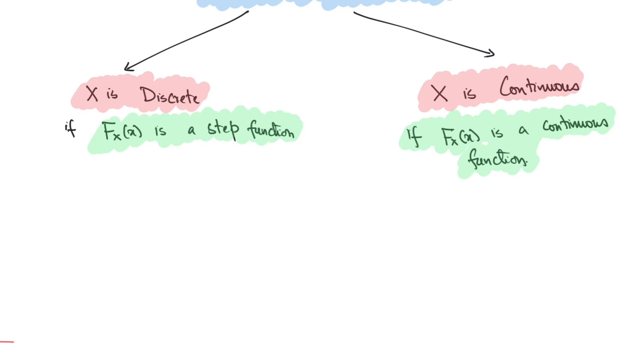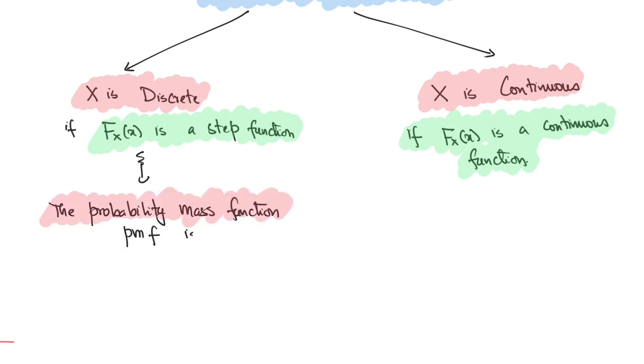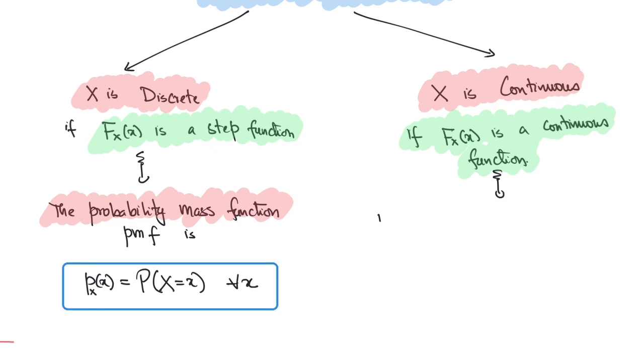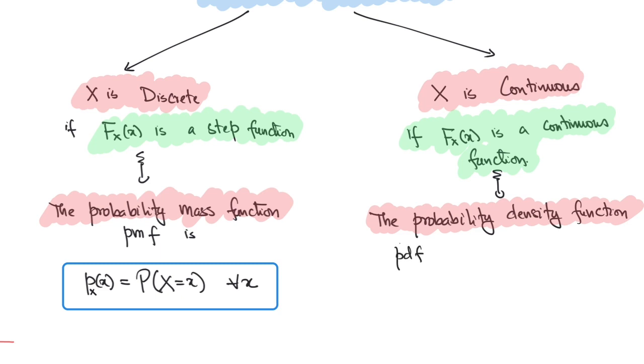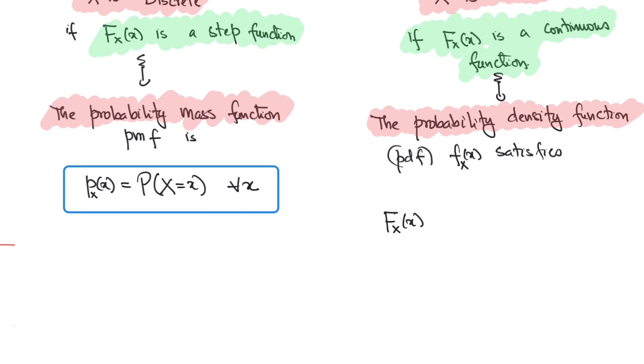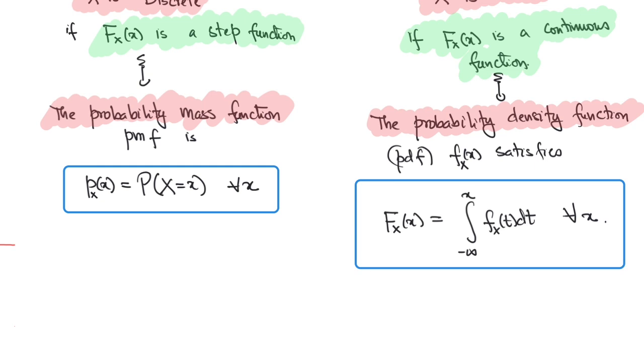When we're working with discrete distributions, we will have a probability mass function p_X(x), which is defined as the probability of the simple outcome X equals x for all values of x. For continuous random variables, we define the probability density function as the function f_X(x), and the function satisfies that the cumulative distribution function is the integral from negative infinity to x of f_X(t) dt for all values of x.